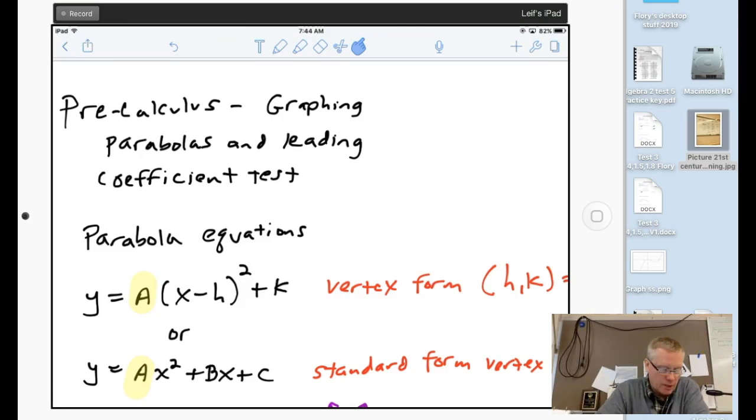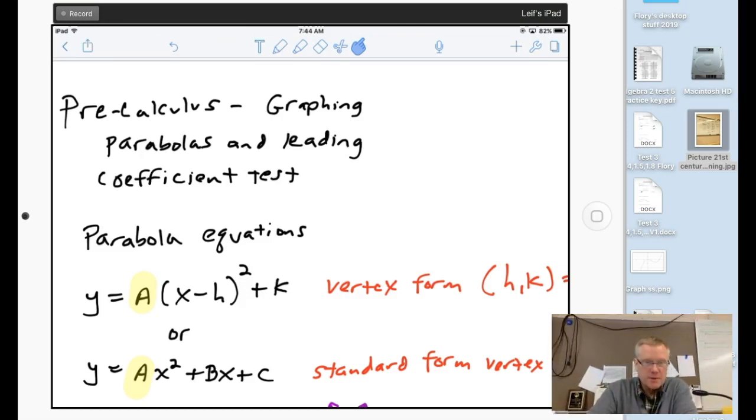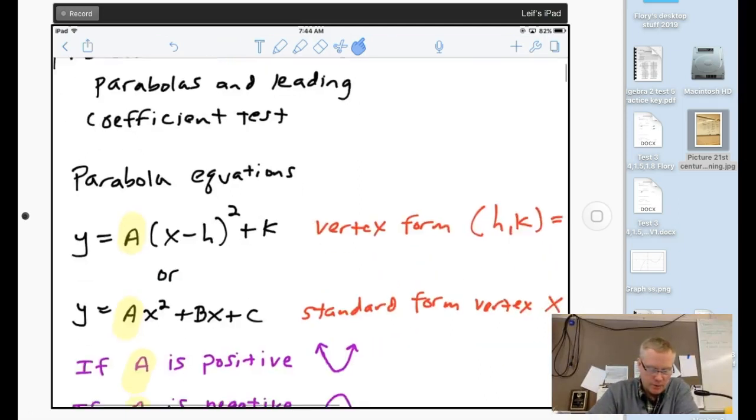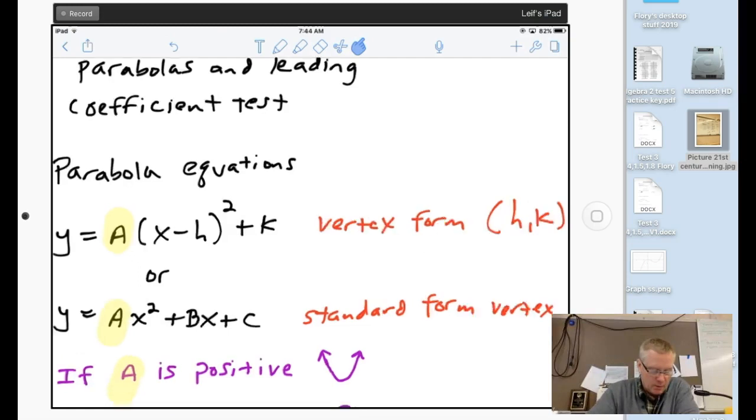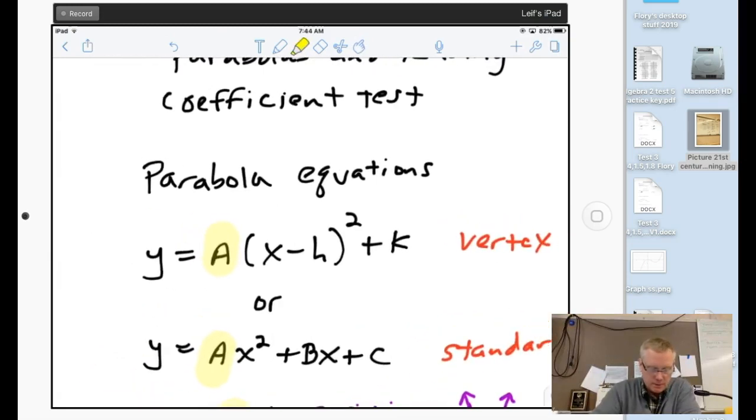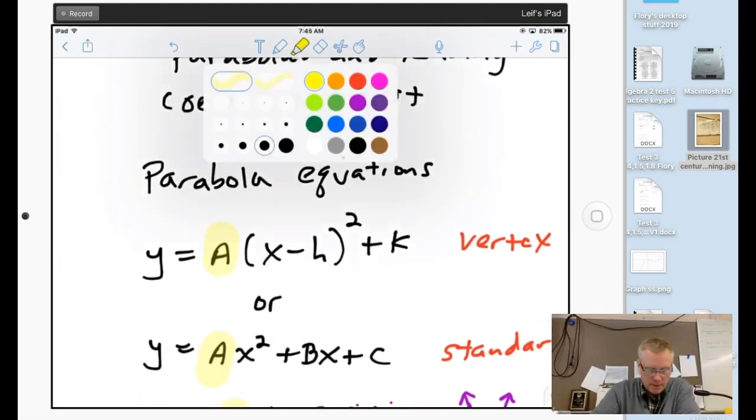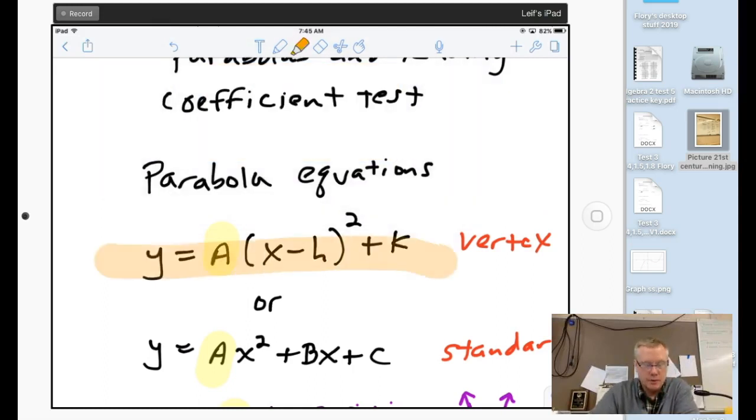Calculus. I'm going to be covering graphing parabolas and the leading coefficient test. First thing is there's a couple of equations for parabolas. The first one is vertex form, which is y equals a times (x minus h) squared plus k. The other form for parabolas is standard form, which is y equals ax squared plus bx plus c.